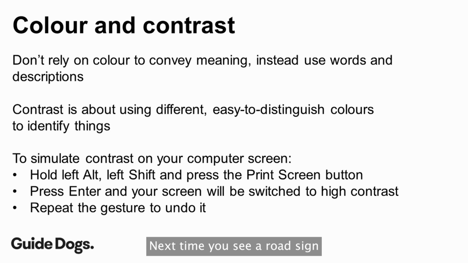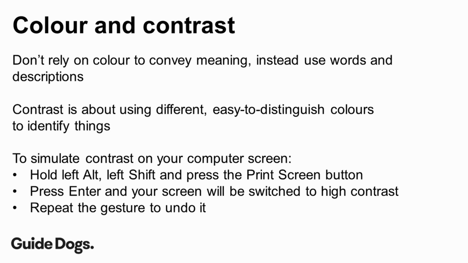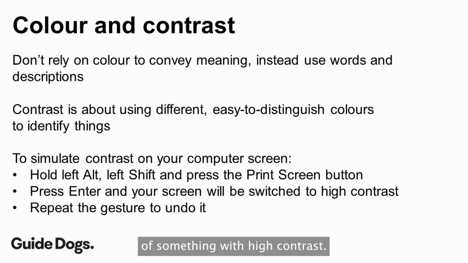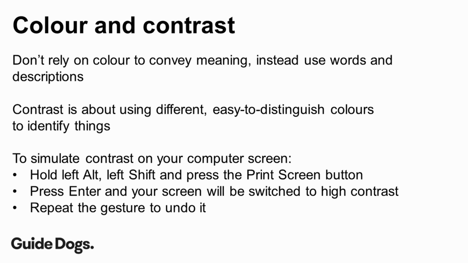Next time you see a road sign with a white background and black writing, you've experienced an example of something with high contrast. You can easily simulate contrast on your computer screen. If you are using Windows, press and hold Left Alt, Left Shift, and press the print screen button. Then press enter to confirm and your screen will be switched to a high contrast setting, usually a background with white text. Then you can repeat this gesture to undo it.